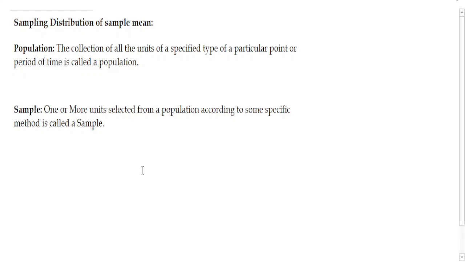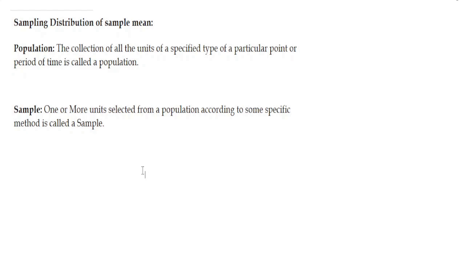In this video, we will be learning about sampling distribution of sample mean. The objective of sampling is to estimate the population parameter. So while planning for a collection of data, one has to take a decision whether one would like to study the entire population or only a sample drawn from the population.